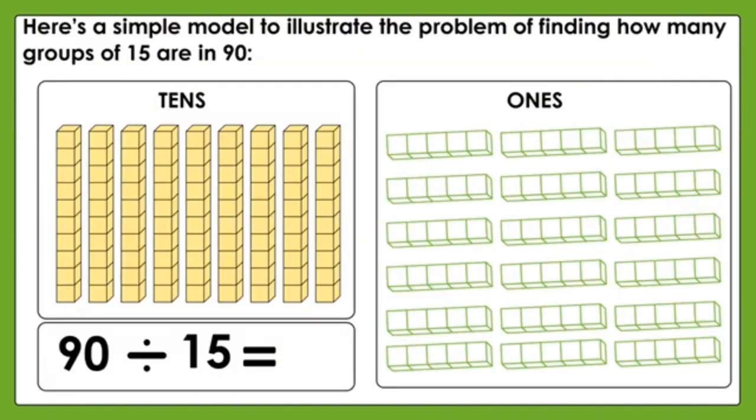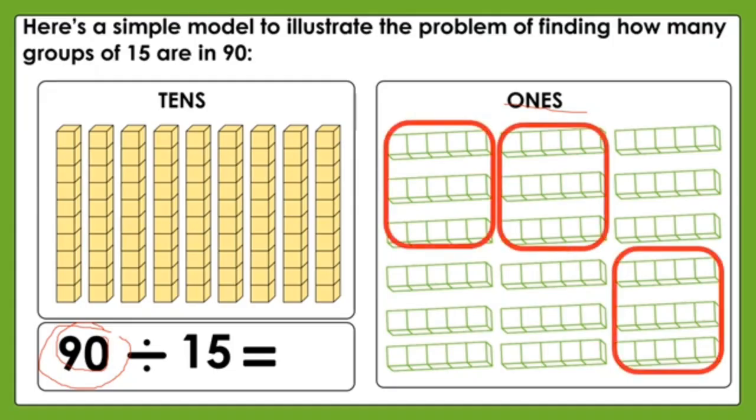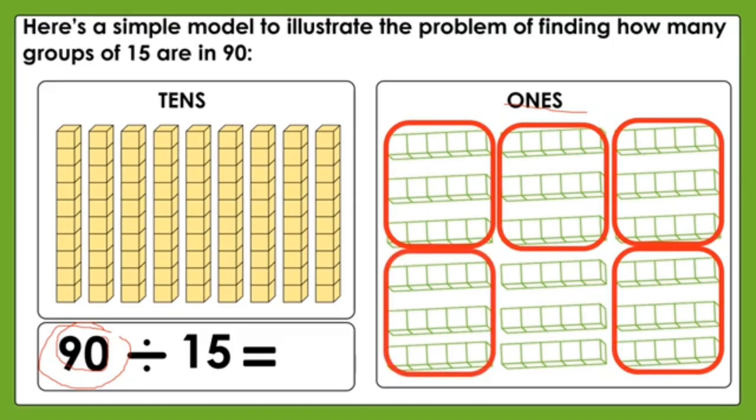Now, let's try to look at this illustration. So, this is tens with a total of 90. This is ones with a total of 90 also. Now, let's divide it into 15. 1, 2, 3, 4, 5, and 6. Therefore, 90 divided by 15 is equal to 6.